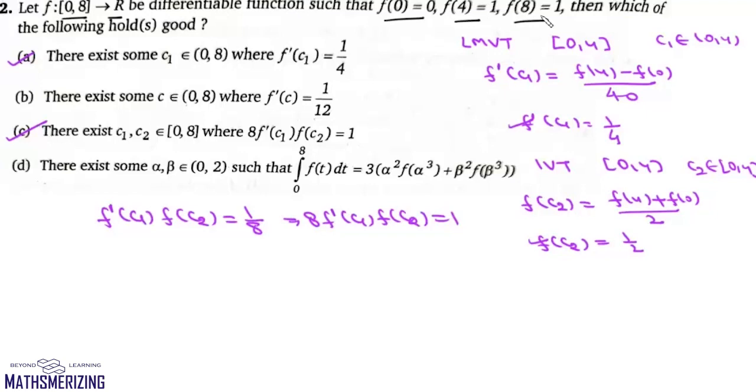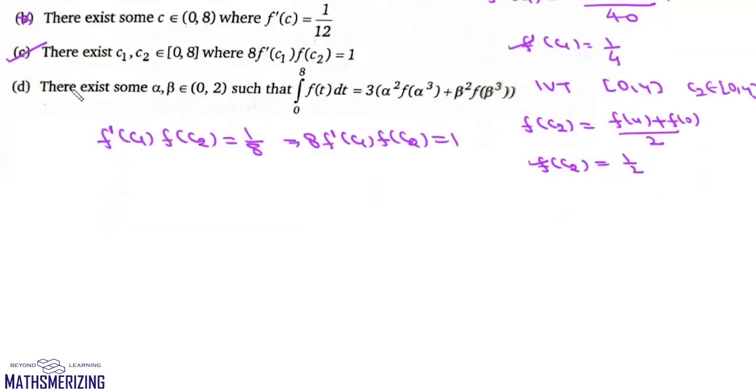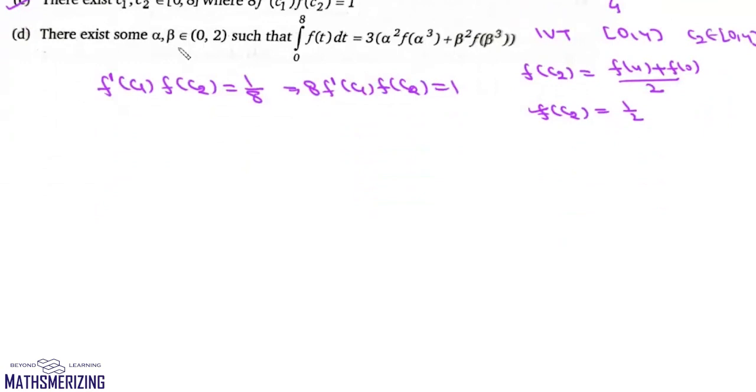Now using the given points, it is not possible to have 12 in the denominator. So that means this option B cannot be decided from this given data. Now what about this option D? Now it says that there exists some alpha, beta in the interval 0 to 2 such that this integral from 0 to 8 of f(t) dt is equal to 3 alpha square f(alpha cube) plus 3 beta square f(beta cube).